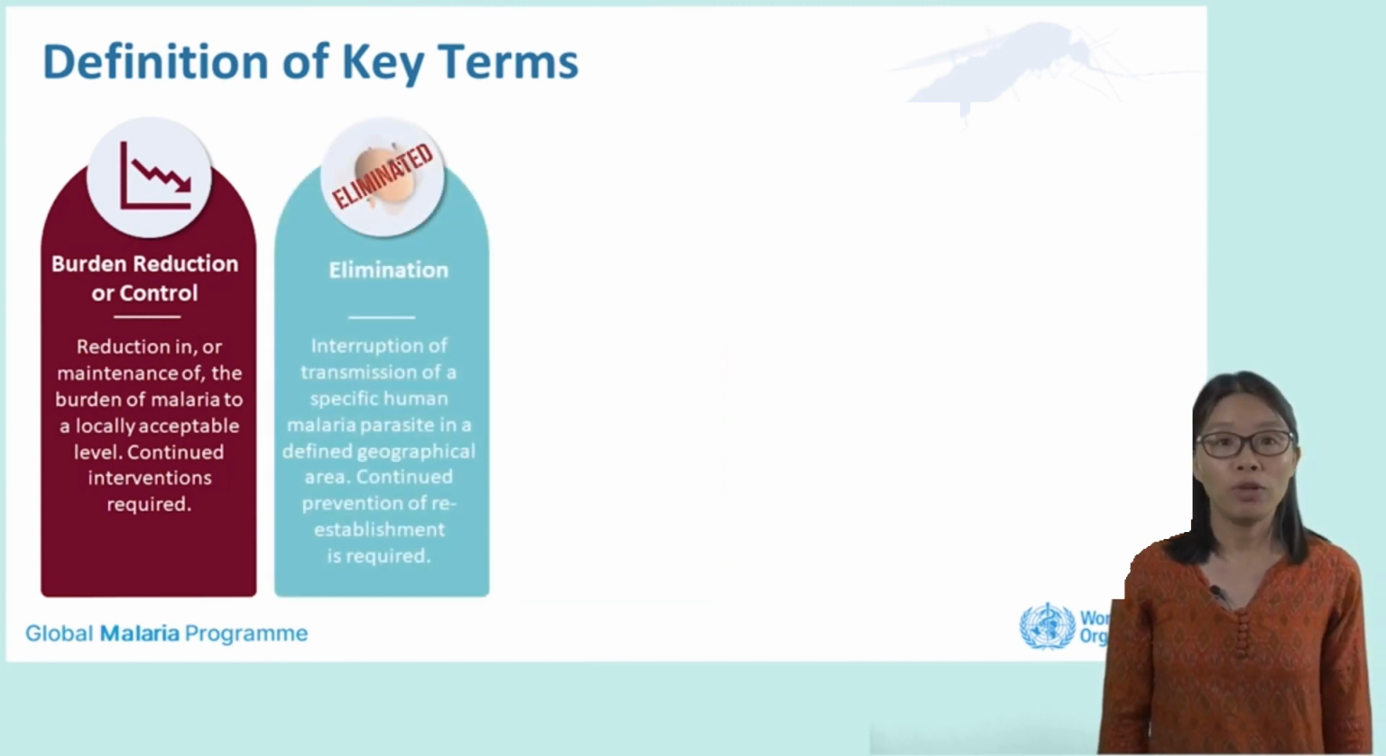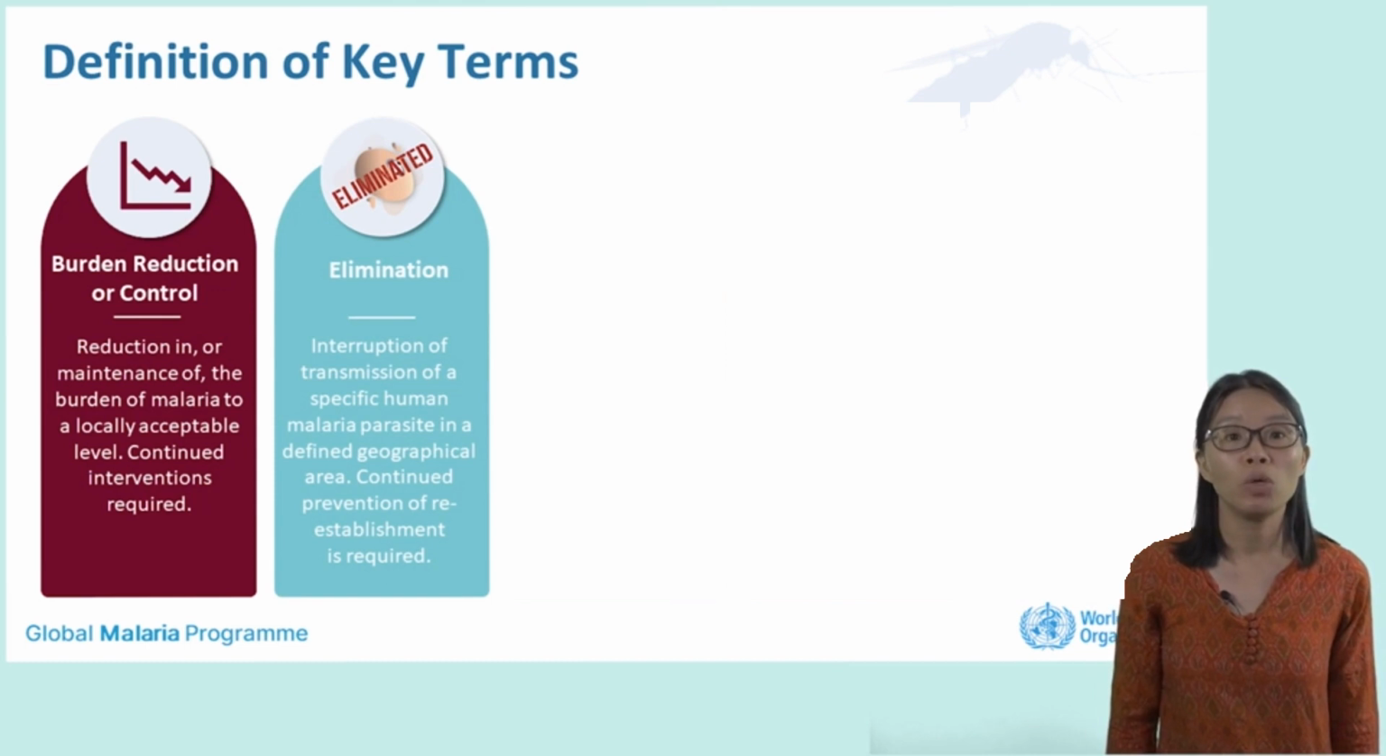Elimination refers to the interruption of local transmission of specific human malaria species in a defined geographical area. Interruption means reduction to an incidence of 0 indigenous cases. Elimination could occur at a subnational level or at a country or regional level. In the distant past, the term eradication was often used where we would now say elimination. Elimination can refer to just one human malaria species or all of them.